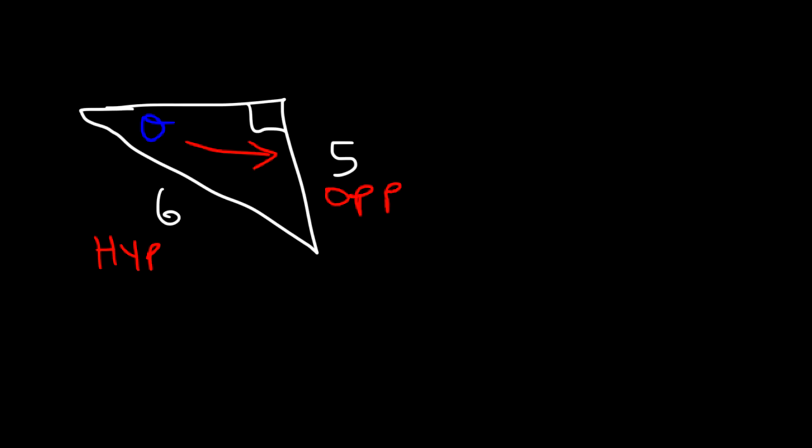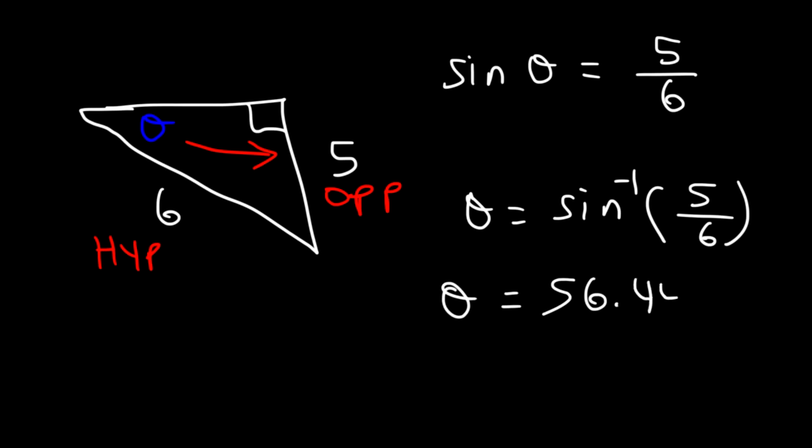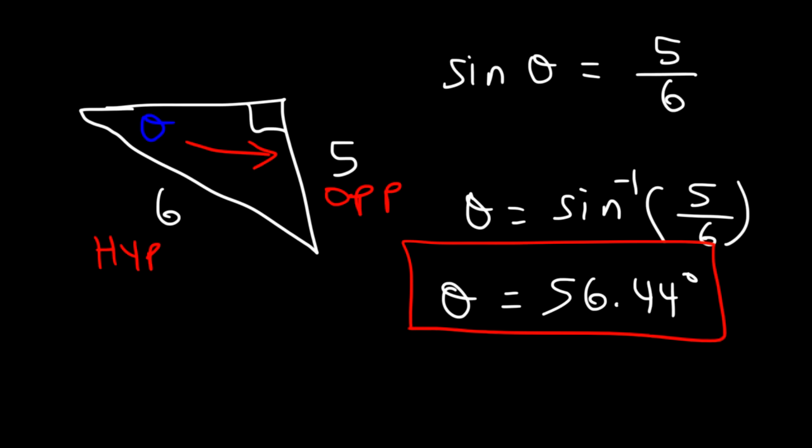So we know sine is associated with opposite and hypotenuse. Sine theta is equal to the opposite side, which is 5, divided by the hypotenuse, which is 6. Therefore, theta is the arc sine or inverse sine of 5 over 6. And so the angle is going to be 56.44 degrees. And that's it. That's all you got to do to find the missing angle of a right triangle.